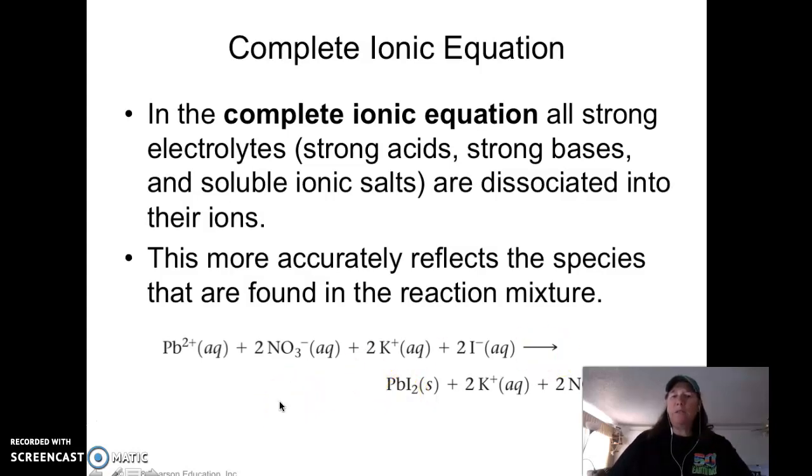Because now what I'm going to do is get rid of what they call spectator ions, and that's probably the next slide. But spectator ions are the same on both sides. So here I have 2NO3. Well, I got 2NO3 here, so these would go. I'd get rid of those. And 2 potassium and 2 potassium, so I'd cross those out. Okay, those would be spectator ions.